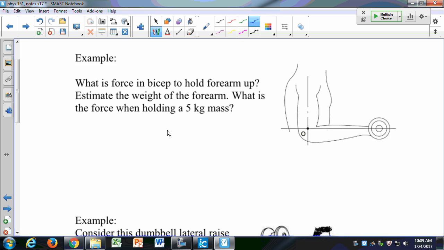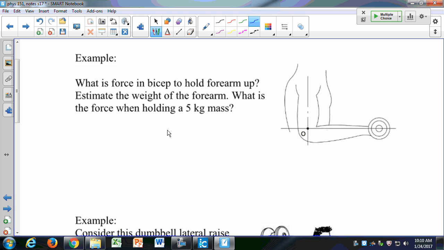So here, what is the force in the bicep to hold the forearm up? I want you to estimate the weight of the forearm, and then what is the force when it's holding a 5 kilogram mass? If you want to do it in pounds, that's fine. A 5 kilogram mass is about 10 pounds or so. So what is the force for us to hold our bicep up if I'm holding, say, a 10-pound weight? And also, consider the weight of the forearm. Then figure out what is the force in our bicep that's required to hold that whole thing up. So take a minute.